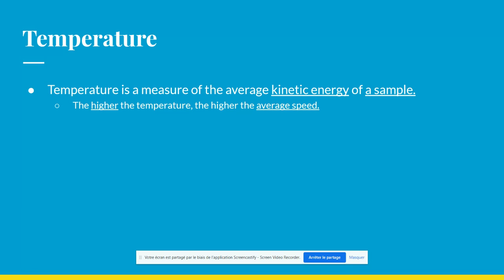These are just the notes from class, so just as a little bit of a recap, temperature is a measure of the average kinetic energy in a sample. All that means is that the higher the temperature, the higher the average speed. I just say average because within a sample, there's always a lot of variation.